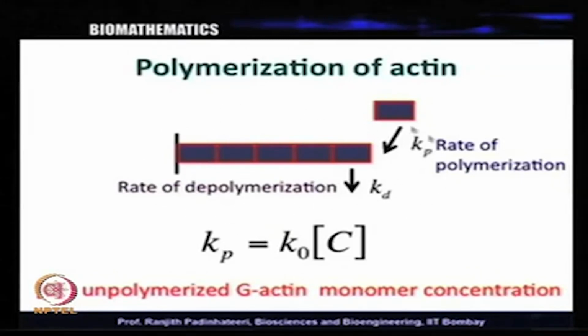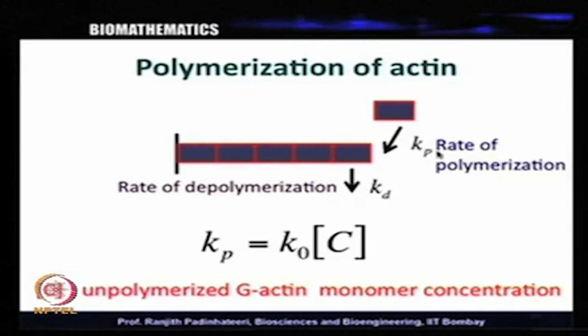In this cartoon here, as I discussed, this single box represents G actin, which is the monomer of actin, and this is a filament. With some rate Kp, this monomer binds onto this filament and elongates. So, Kp is the rate of polymerization. Kp is typically something per second, let us say 10 per second, 20 per second.